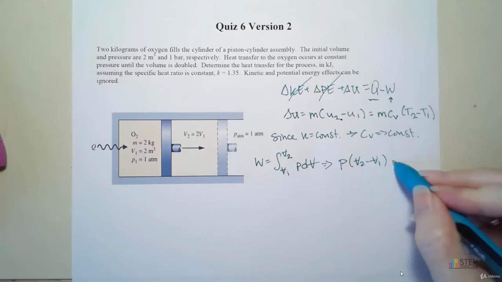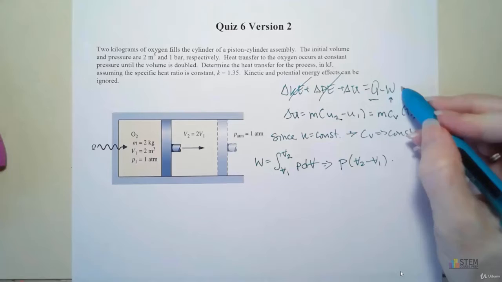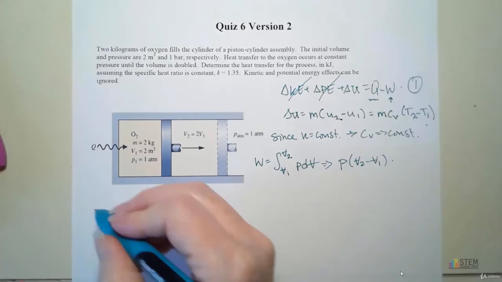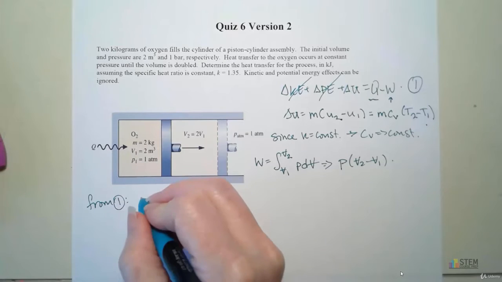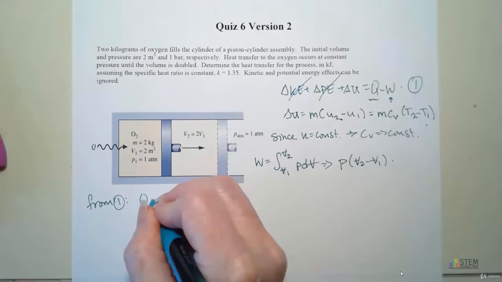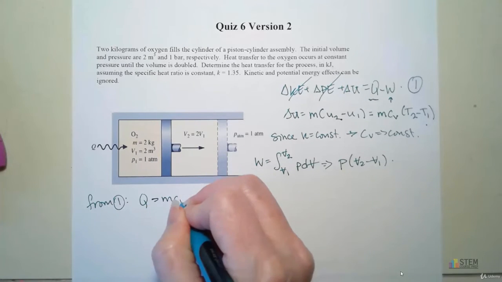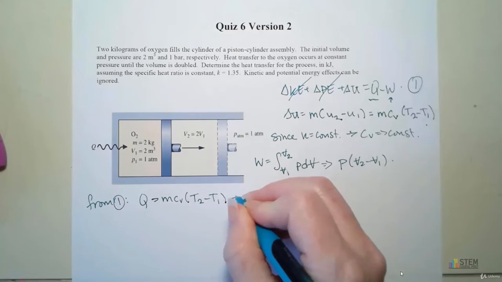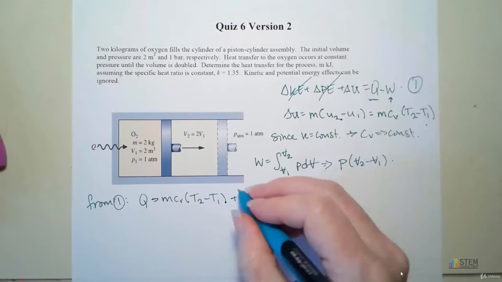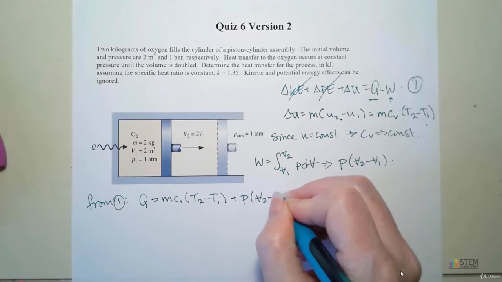Now let's put this and this into equation 1. So let's call that 1. If we do that and then solve for Q, we're going to get Q equals mCV times the change in temperature plus the work term. So pressure times V2 minus V1.